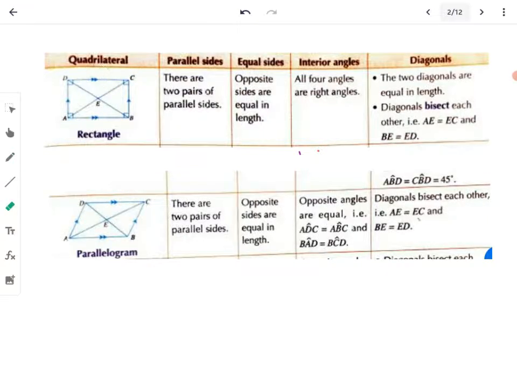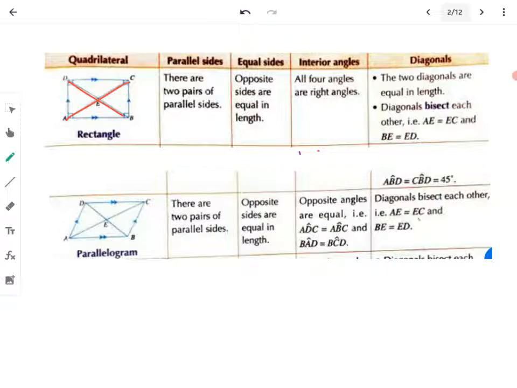In terms of diagonals, by definition, a diagonal is simply a line that connects the opposite vertices of a polygon. In this rectangle, the diagonals are BD and AC, because they connect the opposite vertices. In a rectangle, the diagonals, marked in red, are equal in length.